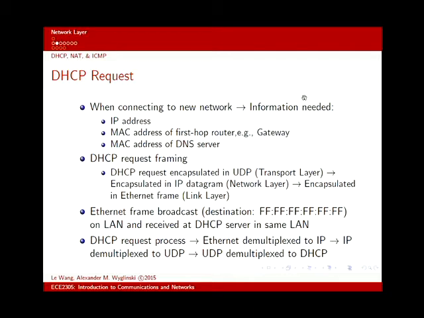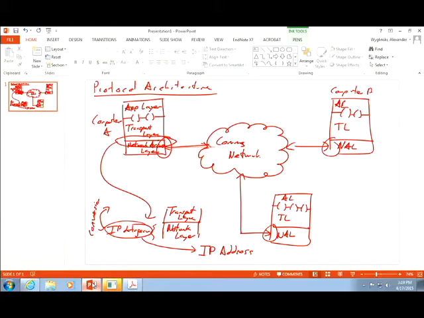So what happens is, when you connect, what information do you need? You need an IP address. You need a MAC address to your gateway. So your gateway is the first device that you connect to. Your device will connect to this first hop router. What do I mean? So like what I drew yesterday. Oh my God, deja vu all over again.